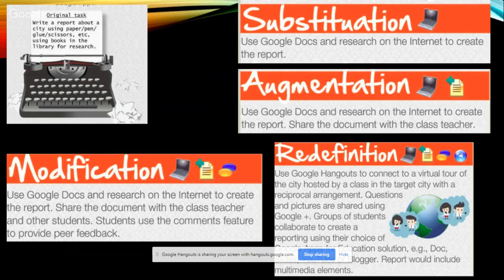If I move up to augmentation, which is a functional improvement, I'm going to share it with my teacher. Other things would be they use a thesaurus, they use spell check. These are things that just have a functional improvement. When you get up to the next level, which is modification, this is a significant change. Now they're sharing the document with their teacher, but they're also going to share it with their other students in the class. And they're going to get comments and peer feedback. This is a great, significant change.